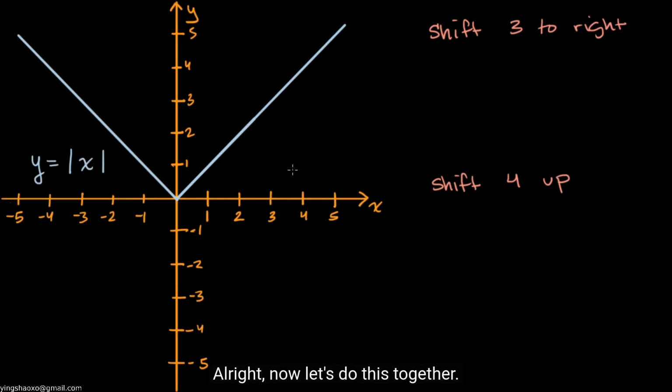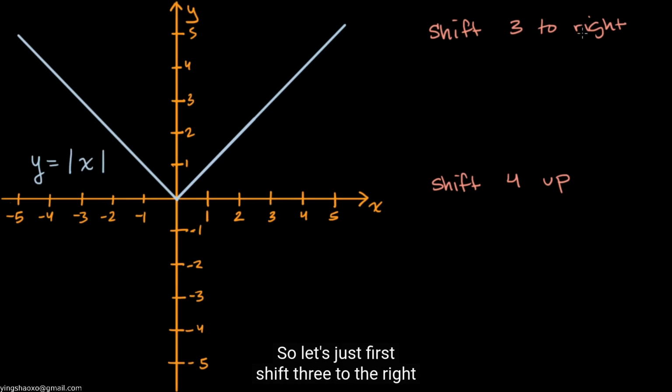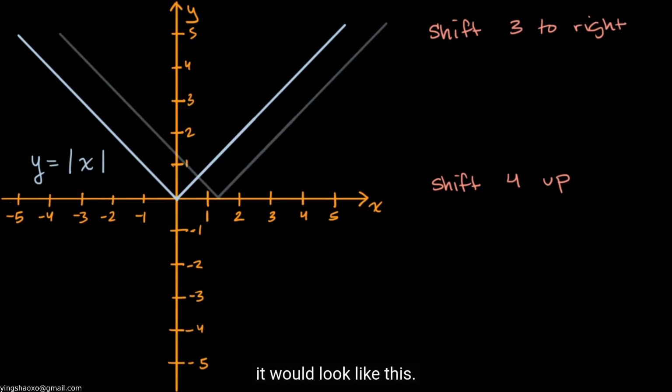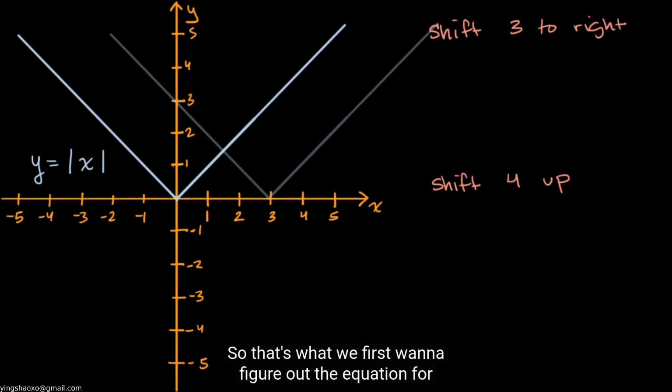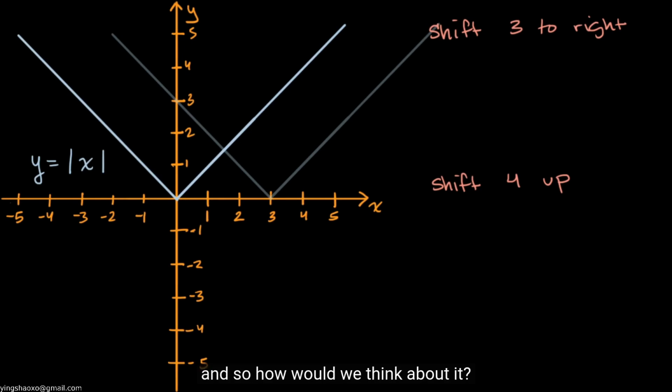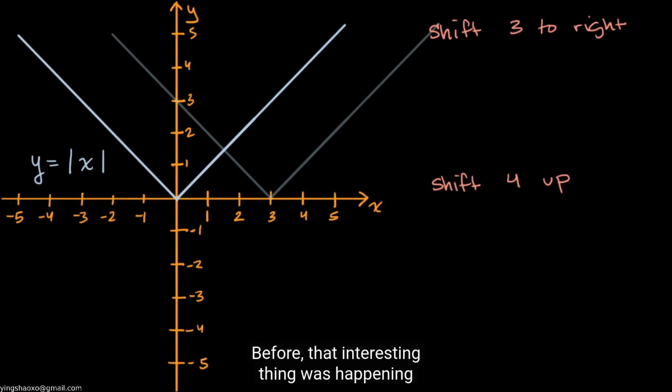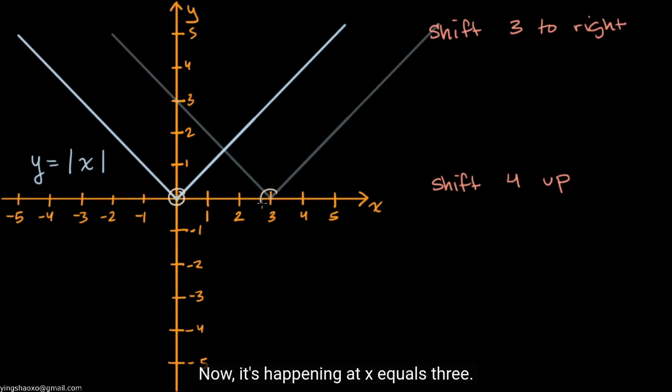All right, now let's do this together. Let's first shift 3 to the right and think about how that might change the equation. Let's just visualize what we're even talking about. If we're going to shift 3 to the right, it would look like this. That's what we first want to figure out the equation for. How would we think about it? Well, one way to think about it is, something interesting is happening right over here at x equals 3. Before, that interesting thing was happening at x equals 0. Now it's happening at x equals 3.